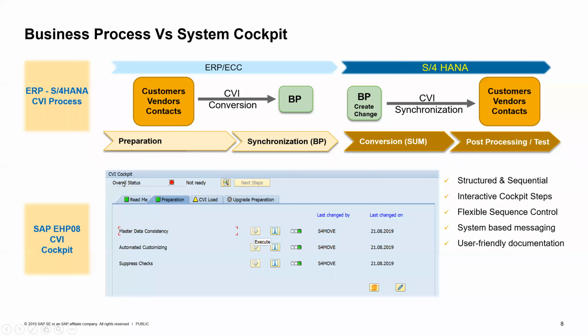The overall status of the CVI cockpit is what anyone should look at when they want to understand whether they are good to go for the business partner synchronization step, and only then are they okay to go for an S4 upgrade from a business partner point of view. The CVI cockpit also provides very user-friendly documentation. The documentation talks very clearly about each and every step, and also gives user guidance as to how to operate the buttons and the various tools that are provided.